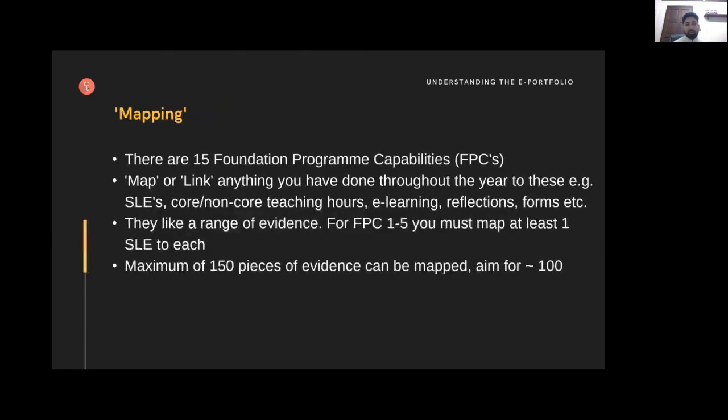Just a note on mapping, because this is what confused me and a lot of foundation doctors at the start of FY1.